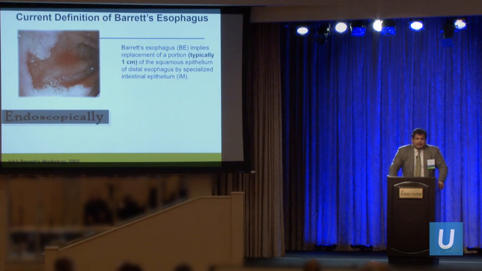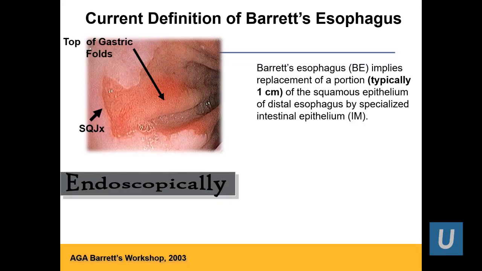So first of all, what's the definition of Barrett's? In the United States, it's a replacement of a portion of the tubular esophagus, typically defined as 1 centimeter or more, of the squamous epithelium in this location by specialized intestinal metaplasia, okay? The British Society of Gastroenterology does not require the intestinal metaplasia part, so as long as you can diagnose it in England by vision, but in the United States you need a biopsy, okay?